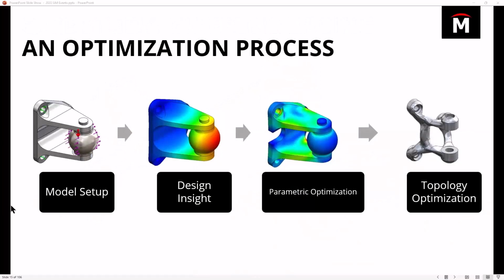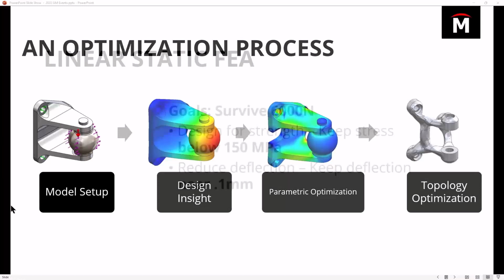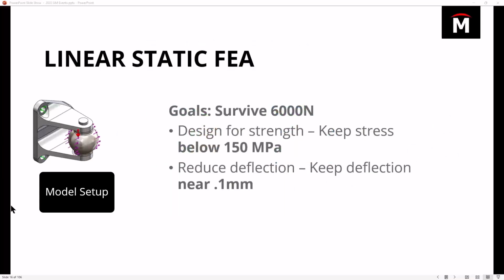So that's the process I want to take you through. I'm going to show you how to set up a simulation like this, how to learn some stuff and say, well, will it survive? What do we learn just from those results? How to optimize this thing based on how we can manufacture it. In this case, these guys have a machine shop. And then even how to go further with topology optimization and let SOLIDWORKS come up with an optimized shape that may be a little bit more organic. So step number one is this model setup.